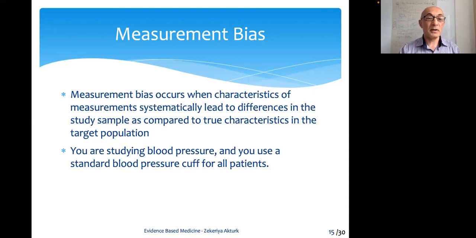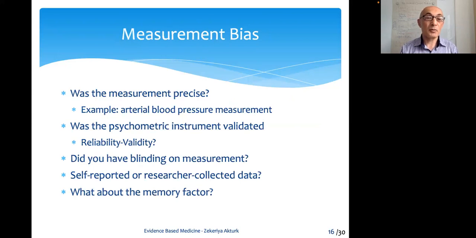And an example here in the slide, your blood pressure. If you use the same blood pressure cuff for all patients, no matter what size the arm is, children have smaller arms, women have small-sized arms, obese people and adult males have larger arms. So you should be careful when making your measurements. How precise it was. Arterial blood pressure, as I said, with the cuff issue.